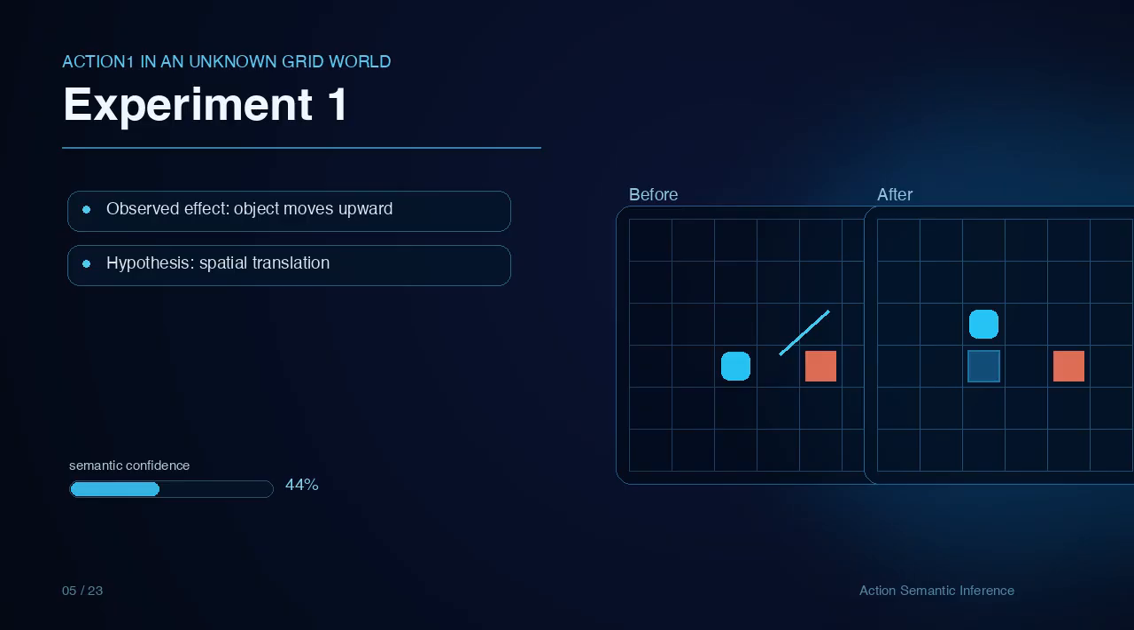Next, Action 2 moves the object right. The hypothesis graph begins to organize actions by effect. Action 1 clusters near upward translation. Action 2 clusters near rightward translation. The agent is no longer just reacting. It is building a vocabulary of interaction.